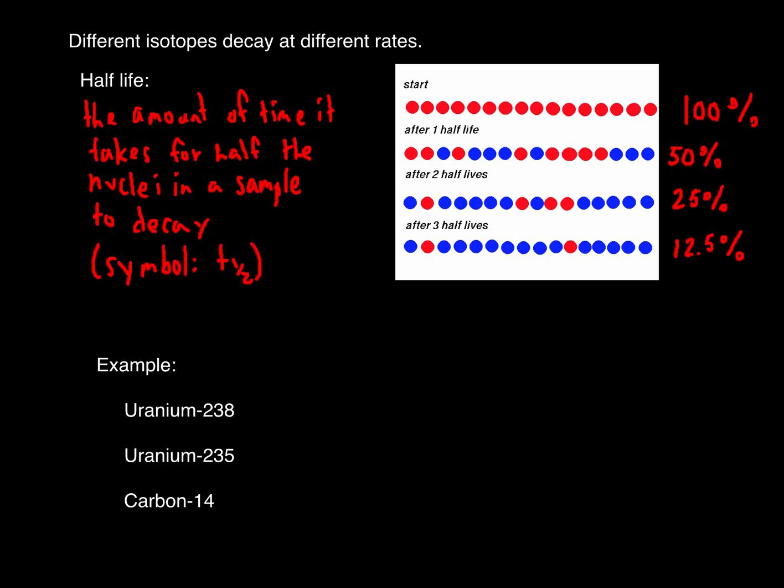Here are 3 examples. Uranium-238 has a half-life of 4.5 billion years. Uranium-235, which is more radioactive, has a shorter half-life of 7 million years. That means if I had a rock of uranium-235, after 7 million years, half of it will have decayed. Carbon-14 has a very short half-life of 5,730 years.